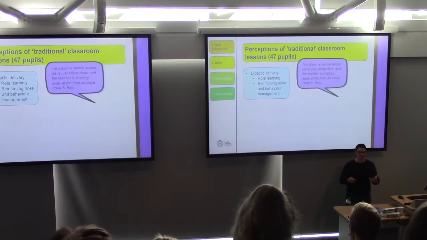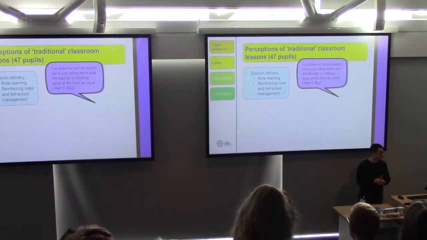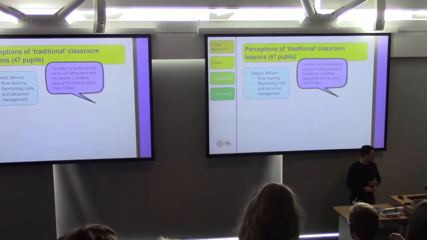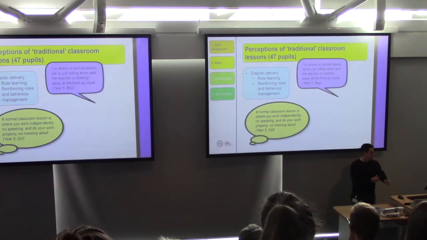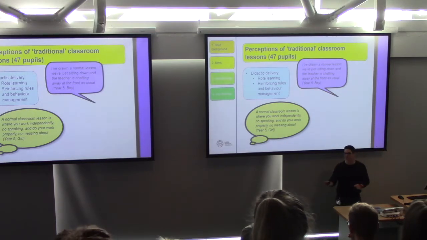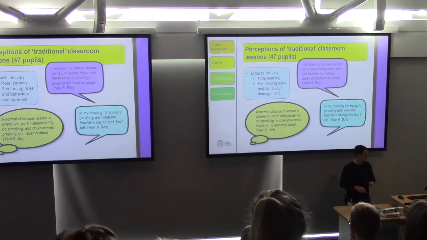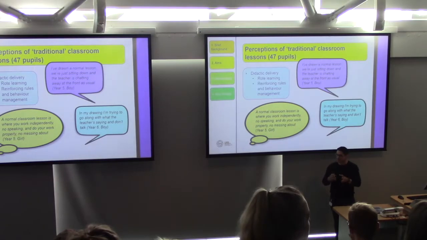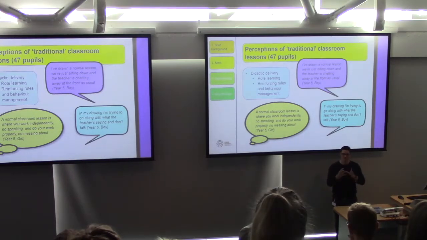So one Year 5 boy said, I've drawn a normal lesson, we sat down, the teacher is chatting away at the front. So that very didactic approach. A normal classroom lesson is where you work independently, no speaking. You do your work properly, no messing about. Or, in my drawing, I'm trying to go along with what the teacher says and don't talk. Very restrictive, very focused, no messing about, no talking. Don't even think about having fun.